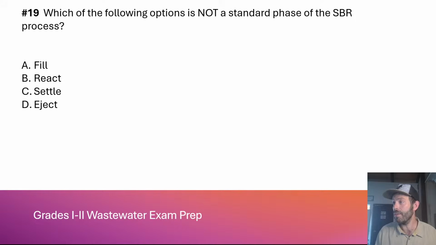The correct answer, which is not a standard phase, is D, eject. It's decant. And I think there's a rest phase too. Actually, I was just conversing with an operator in Tennessee. We're going to do an SBR video hopefully soon. We're going to have a phone call about it next week. He works at a 1 MGD SBR plant, so it'll be great to talk to him. Decant is when you get the clean water out, not eject. Eject has nothing to do with SBRs.